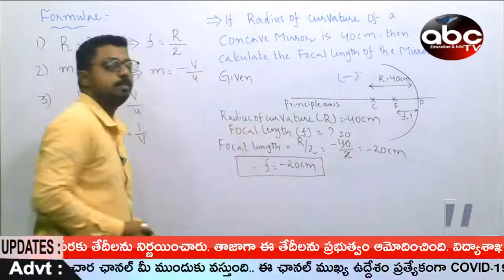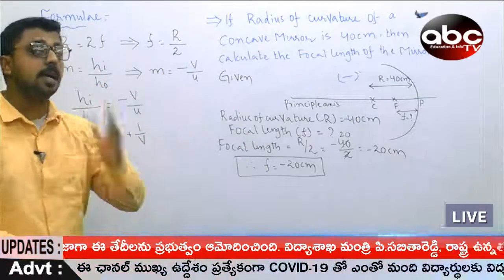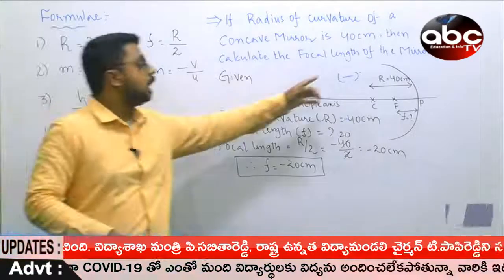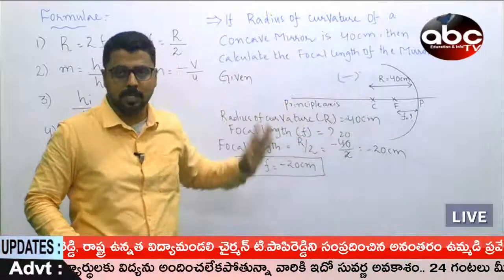This should be mentioned in the box. So if it is clearly mentioned, a concave mirror or a convex mirror or whatever that may be, here you should certainly apply the sign convention.